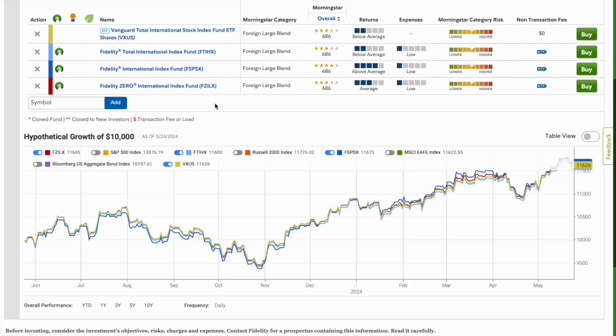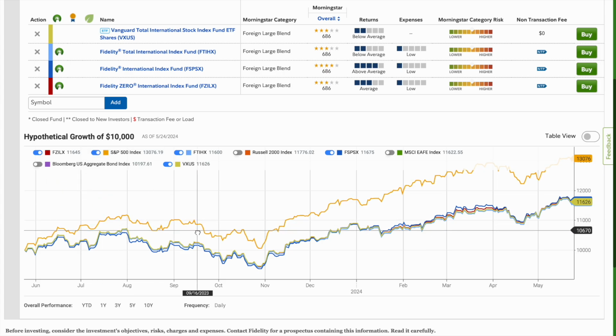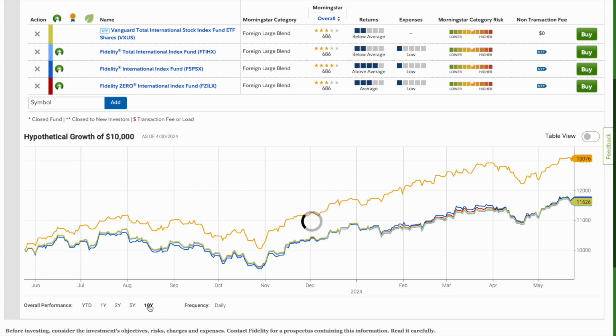What I want to show you is this chart. This chart below has all 4 of these funds, and we can compare them to the S&P 500. If I click this box right here, an orange line will show up. As you can see, the S&P 500 has outperformed these in the past 10 years.